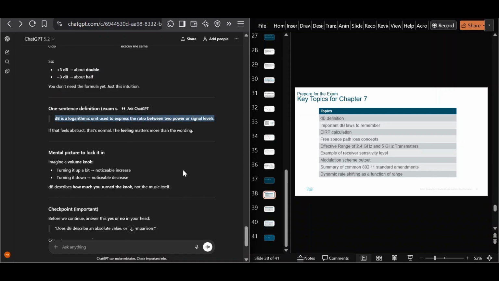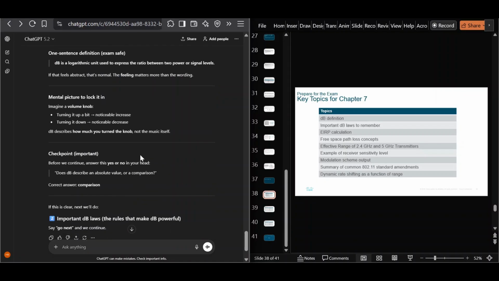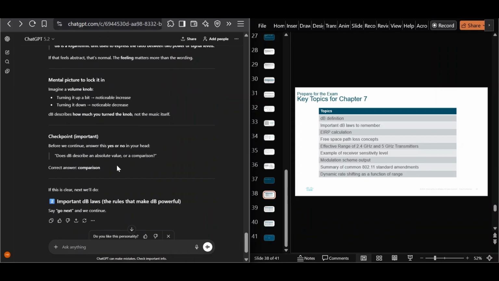And this is the definition they give: dB is a logarithm of the ratio between two powers or signals. So we are comparing one signal with another one. So this is the first part they give out.